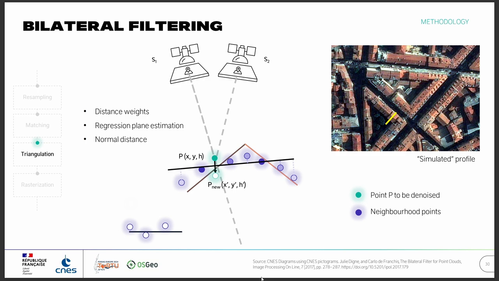You can observe that the regression plane is not aligned with the roof because we use all the points, just using the distance. But there are points used during the denoising which now allow us to get closer to this roof. And so we can iterate over this bilateral filtering.